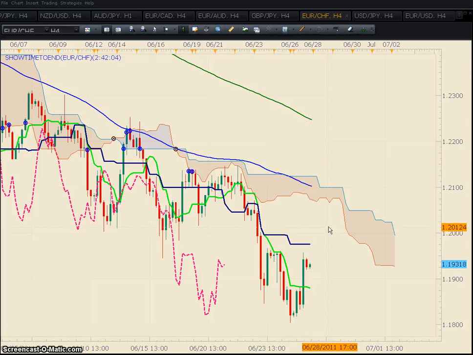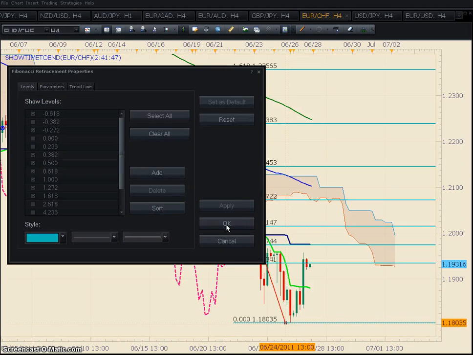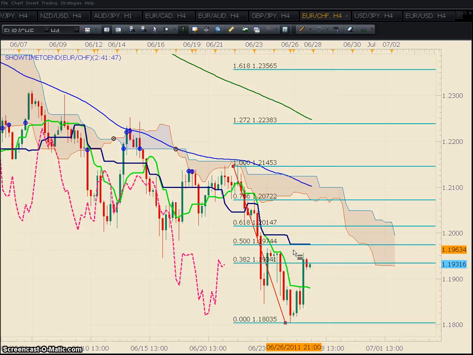Another one that I'm looking at is the Euro Swiss franc. I like to see this price again get as close to the Kijun as possible on this pullback. The Fibonacci ratio number is where we look like we are. Okay, we put our fibs in right here, and the 50% retracement as normal lines up pretty much with the Kijun. So if we could get to that level and then start moving, we may take the trade.